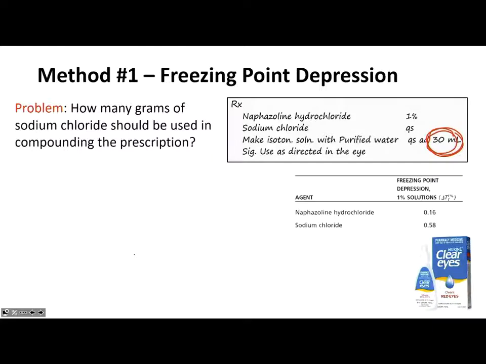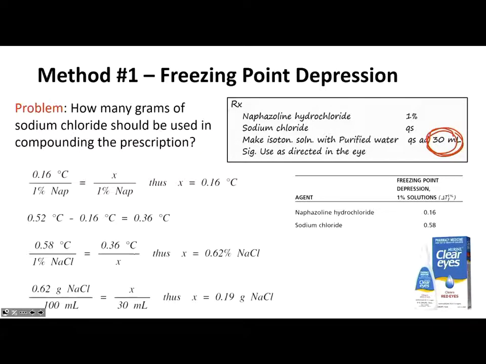Let's start with the freezing point depression method. Let's look up the 2 ingredients. We got naphazoline at 0.16 delta TF and sodium chloride again at 0.58, straight out of the textbook. What do we do first? Let's start with our active ingredient. It's the same procedure, man. So let's take this delta TF for the drug, come over here, set it up as 0.16 degrees Celsius over 1% naphazoline equal to some unknown reduction in concentration over, what's our concentration therapeutically? 1%. Oh, you're welcome. See, that's a little bit easy, right?